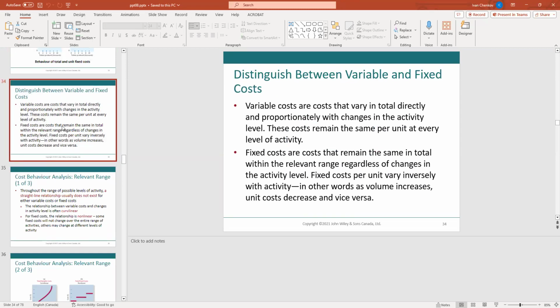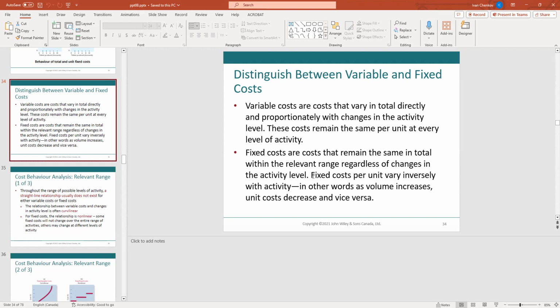How are we gonna distinguish between the variable and fixed costs? Again, variable costs are costs that always change with the level of activity. The more we're using it, the more we have to pay. If we don't use it, we don't have to pay. If you're buying the single ticket for the SkyTrain, if you don't buy a ticket, you don't have to pay. If you buy more tickets, the more you have to pay.